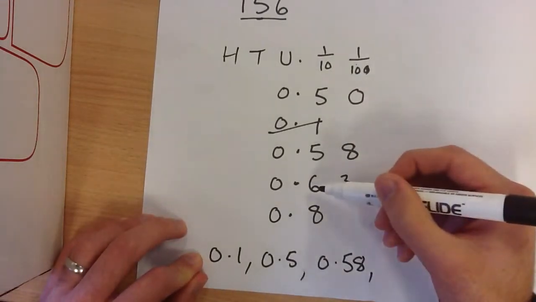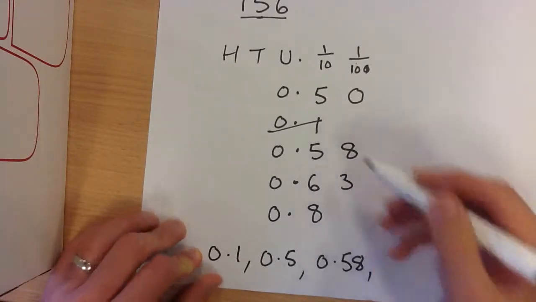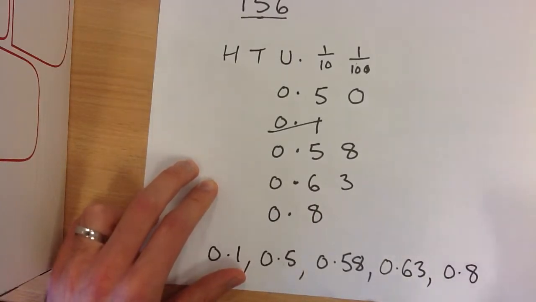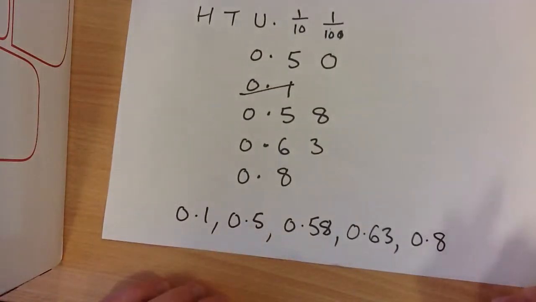Then I can move back to the tenths. So 6 tenths is smaller than 8 tenths, which means that the next number is 0.63, and the last number is 0.8. There's the answer for that.